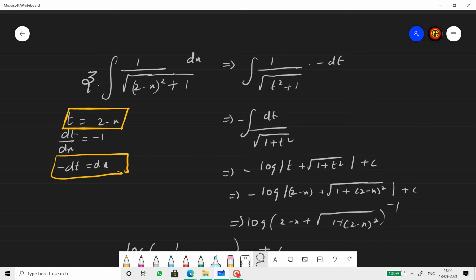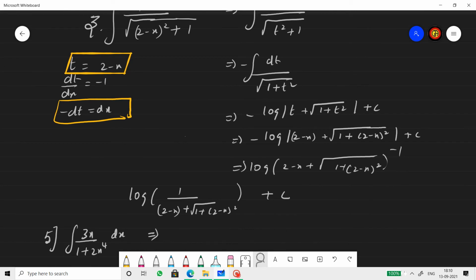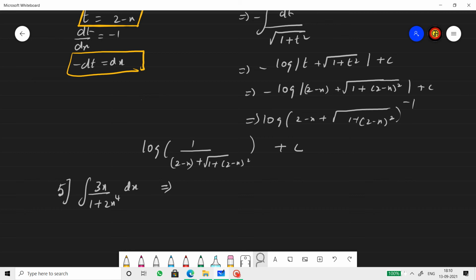Now it's in the formula, right, of 1 by root over x square plus a square, which is log of x plus root over x square plus a square. X is t here, so wherever x is, you substitute t, and later whatever you assumed as t, you substitute that also. Then since there is a minus out, it will come in the power, and since it's in the power, it is log 1 by 2x by root over 1 plus 2 minus x the whole square plus c. So this is question number 3.